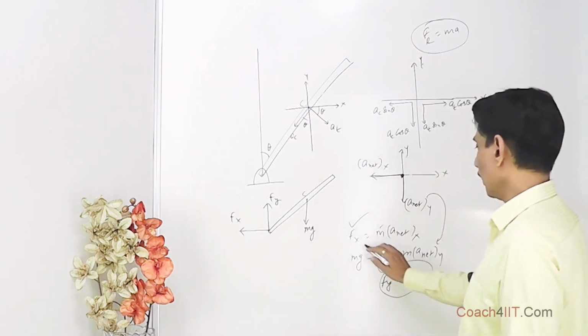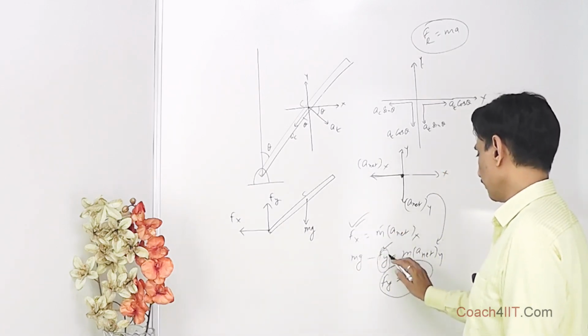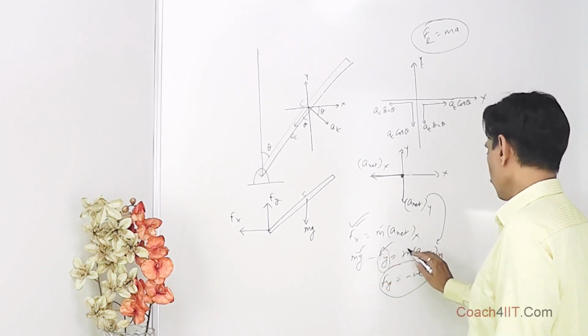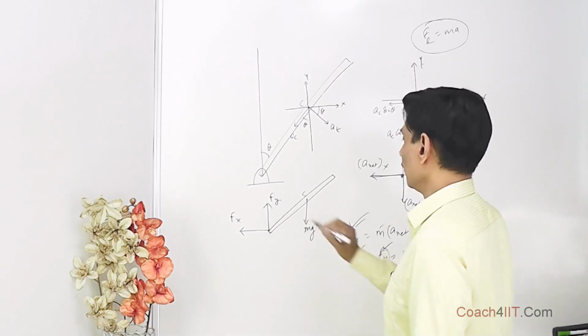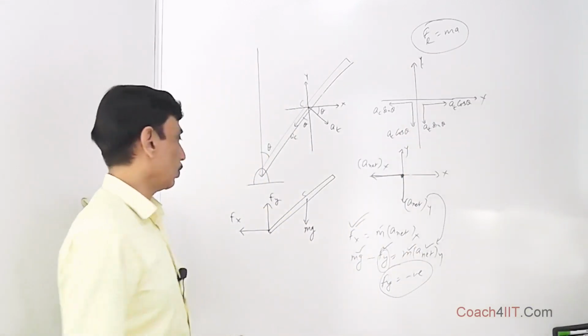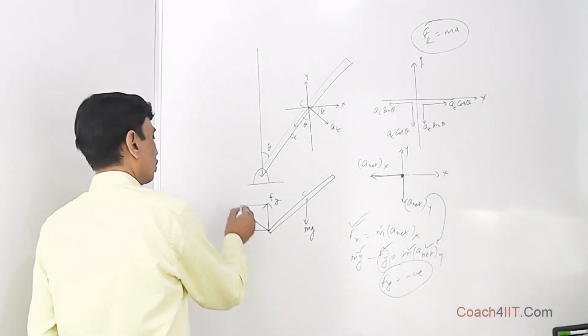So from here we have found Fx also, and we have found Fy also, because we know mg, we know m, and we know the net acceleration along the y-axis. From here Fx and Fy are known. So once Fx and Fy are known, we can find the resultant of these two forces this way.